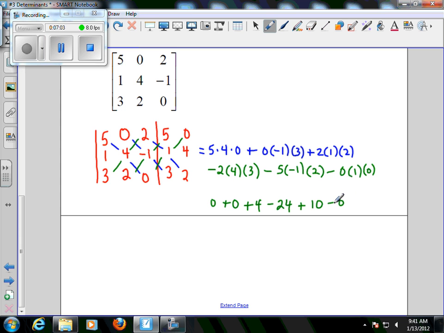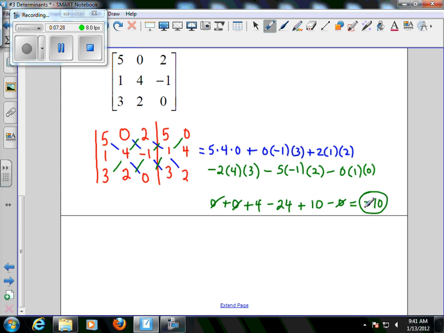So we have 0 plus 0 plus 4 minus 24 plus 10 minus 0. And so now we just have to do the arithmetic. We don't need our zeros, of course. So we have 4 minus 24, which gives us -20, plus 10 gives us -10. So the value of that determinant is -10.